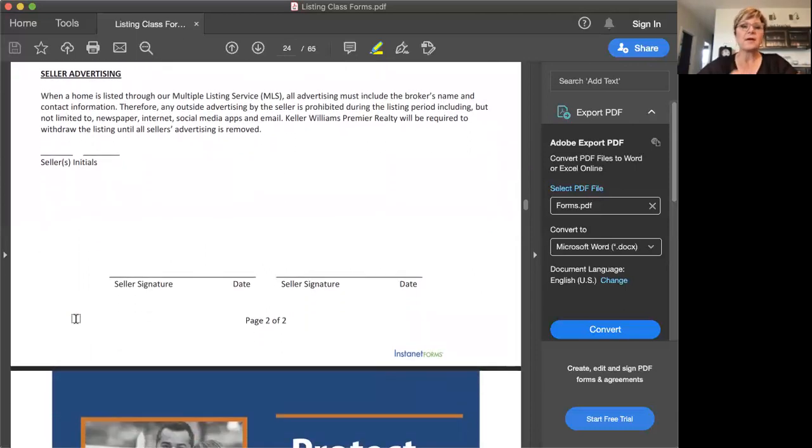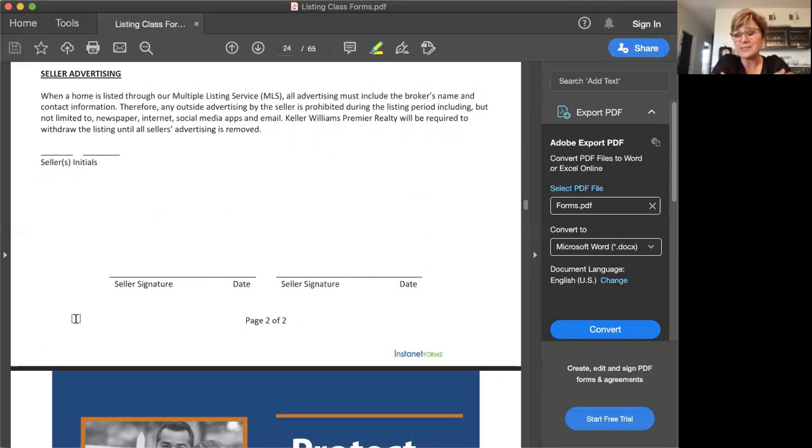And then seller advertising, initialing here, basically you need to say, hey, if you're going to advertise, let me do the advertising. That's what you're paying me to do, to market your home. But if for some reason you feel the need to advertise it, maybe in your church newsletter or your company newsletter, you need to include the broker's name and contact information. Okay. It has to be provided in that advertisement once it's a listed property.